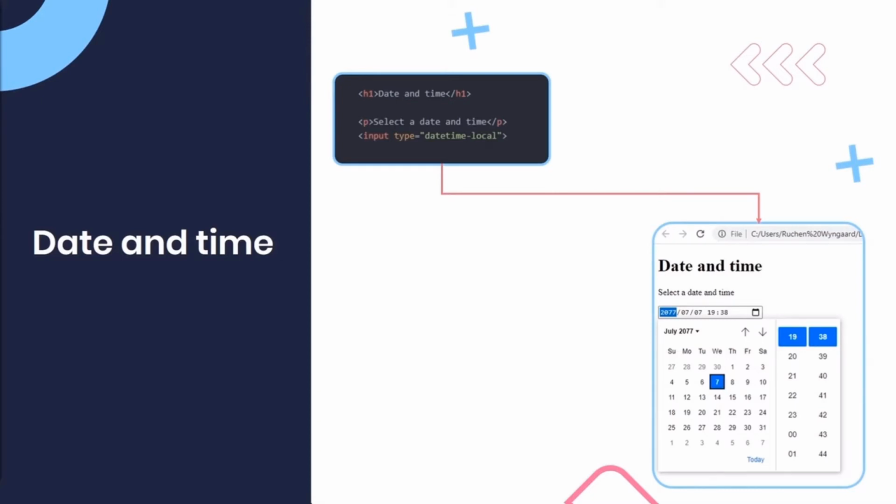And what we have here is just a nicely formatted UI element that holds the actual date, the month, the year, and so on, as well as the time that you can select when you want to input that into a form, for example.